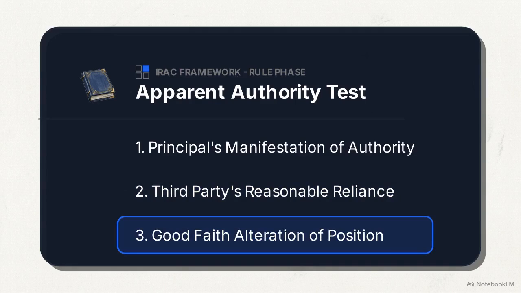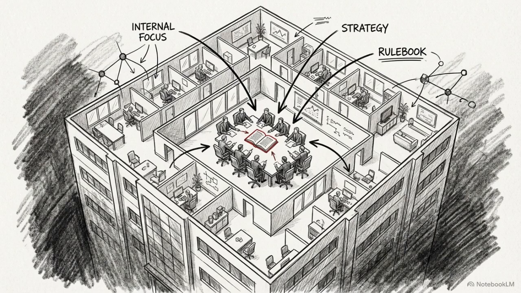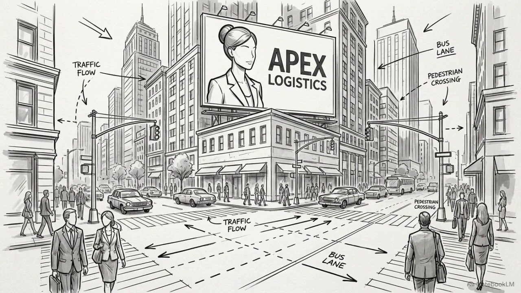Third is good faith alteration. The third party must have entered the contract and changed their financial position without any knowledge of the principal's internal restrictions. Notice the focus here. Actual authority looks entirely inward, checking the company's private rules. Apparent authority looks entirely outward, judging the public signals sent to the market.